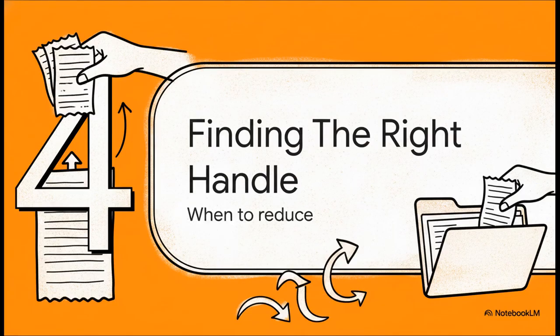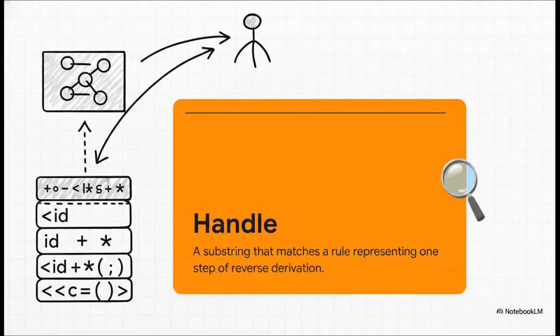Section 4, Finding the Right Handle. Now, the only real decision in this rhythm is knowing exactly when it's time to group things together. The term for this is a handle. I know, it sounds highly technical, but honestly, don't sweat it. A handle is merely the correct pattern of symbols sitting right at the top of your stack, silently letting you know that they are ready to be reduced.